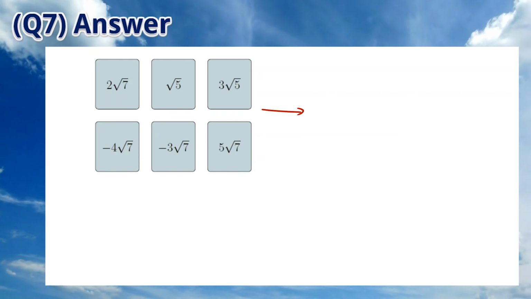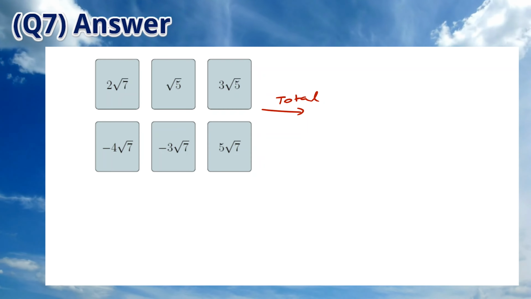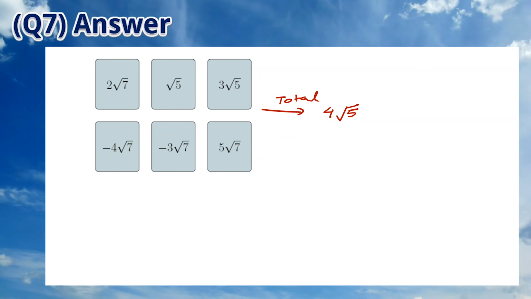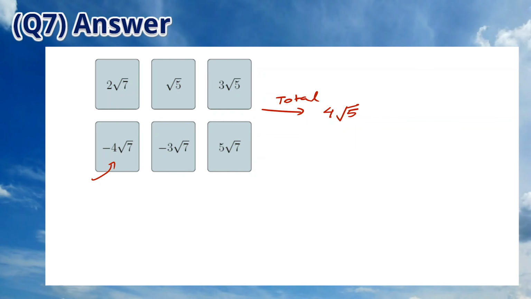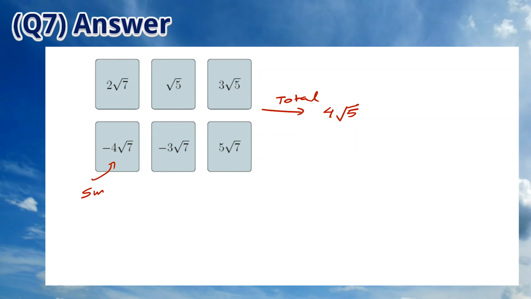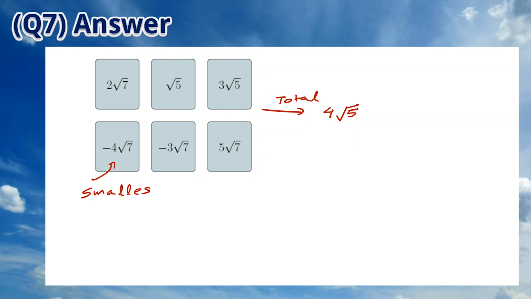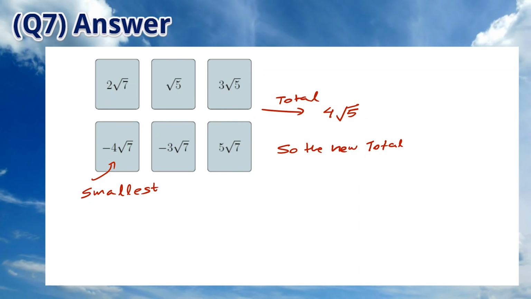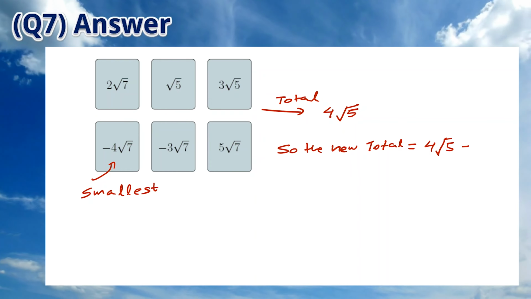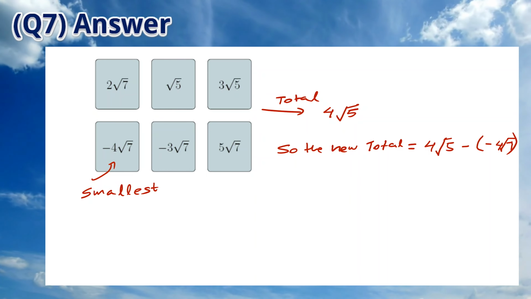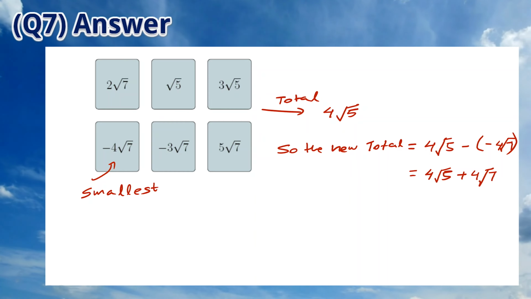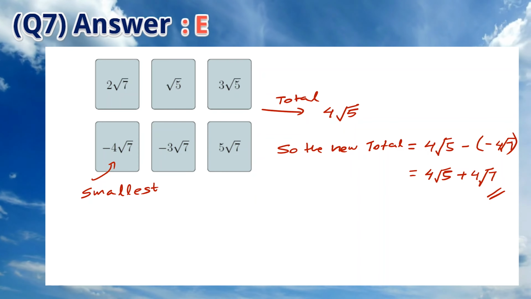We already know that the total of these cards is 4 root 5. To find the largest total of 5 of these cards, we have to subtract the smallest of these cards, which is negative 4 root 7. So the new total is 4 root 5 minus negative 4 root 7, which is 4 root 5 plus 4 root 7. This means that the answer is E.